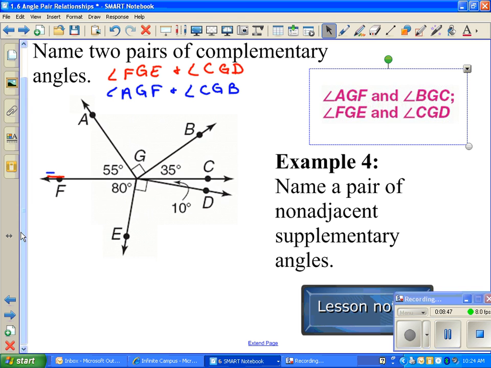And we're looking at example 4. Name a pair of non-adjacent supplementary angles. What's non-adjacent mean? They don't have the little line thing, the same side. Good. They don't share the same side. So these are not going to share the same side, but they still make supplementary angles. Can anybody give me one?